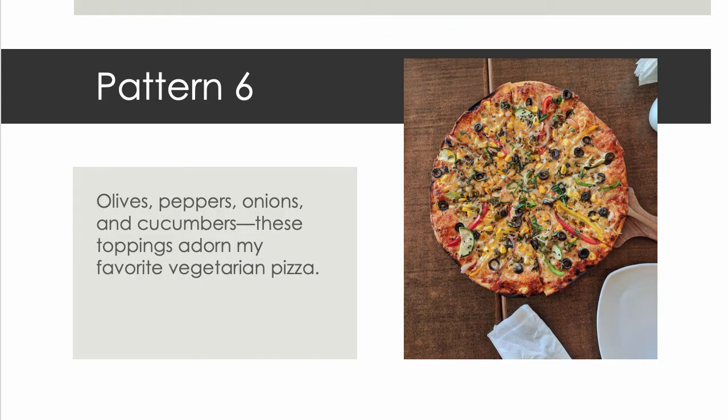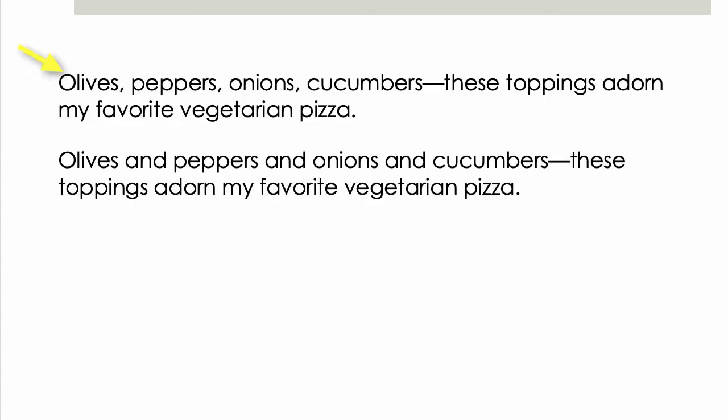Pattern 6 looks like this and uses appositives in an interesting way. Olives, peppers, onions, and cucumbers. These toppings adorn my favorite vegetarian pizza. Take a look at this sentence for a minute and see if you can figure out what pattern 6 actually is. Olives, peppers, onions, cucumbers. These toppings adorn my favorite vegetarian pizza. Olives and peppers and onions and cucumbers. These toppings adorn my favorite vegetarian pizza.